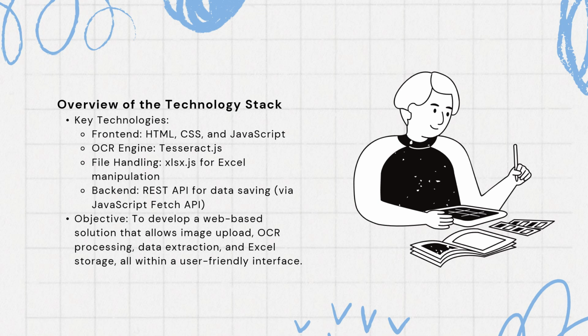So, overview of the technology stack. Key technologies: front end HTML, CSS, JS; OCR engine, Tesseract.js; file handling, Excel, XLSX.js for Excel manipulation; backend, REST API for data saving via JavaScript Fetch API. Objective: to develop a web-based solution that allows image upload, OCR processing, data extraction, and Excel storage, all within a user-friendly interface.